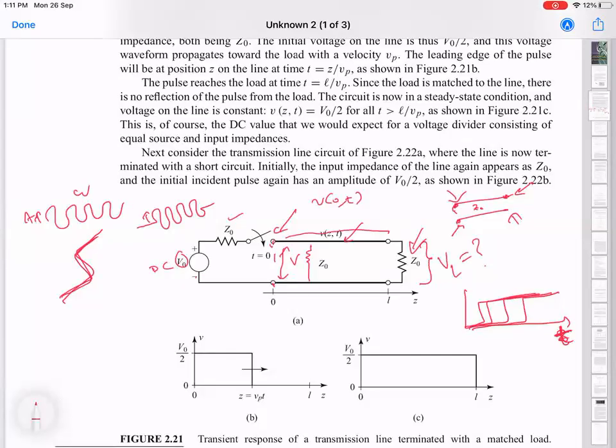Which is what we had calculated before. So the transient picture basically tells you that this pulse travels from that edge all the way along the transmission line, reaches the other end, and that's the end of the transient picture. It has reached the steady state, which is what we got from the DC picture. Is that part clear?